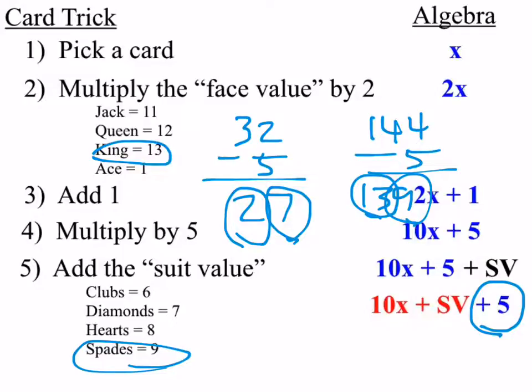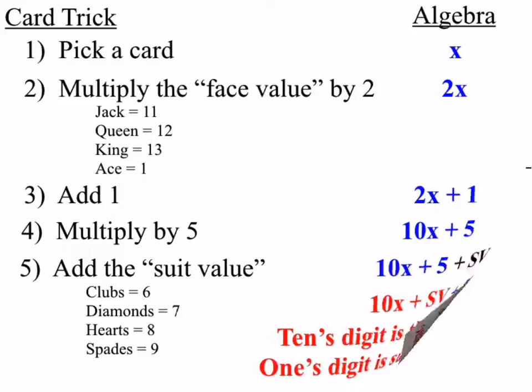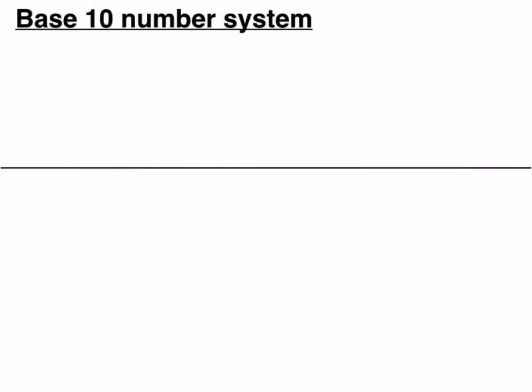But the question is, how do we create a card trick that gets us to that point? Well, it's pretty simple. But before we even get to that, we need to think about numbers in our number system. Our number system that we use is base 10. Okay?